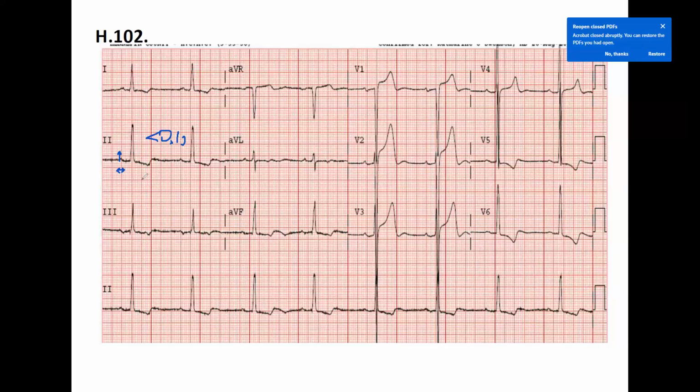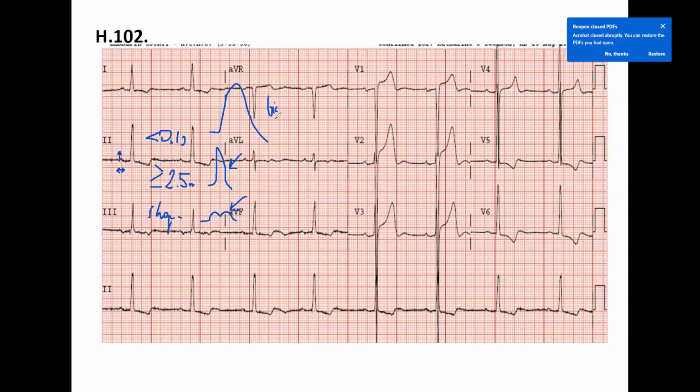Next one, the height. If the height is bigger or equal, I tried to draw it, 2.5 millimeters, that means tall, okay? And the shape, as we said, if it's bumped, that means something to us, and that could indicate, for example, right atrial hypertrophy, and this is the left atrial hypertrophy. And if you have wide and tall, that means biatrial hypertrophy.